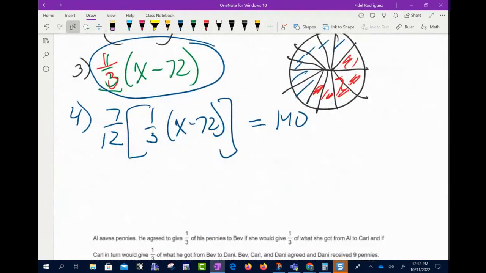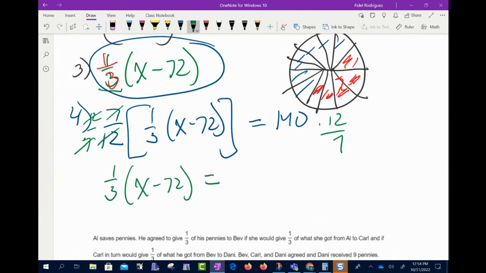Now, y'all, I'm gonna go ahead and solve this part here. So I'm gonna do it in pieces. How would I get rid of the 12 over 7? I'd multiply by 12 over 7. So look, I'm gonna go 12 over 7 here. This 7 and that 7 will cancel. That 12 and that 12 will cancel. This is a 1/3 x minus 72 equals.